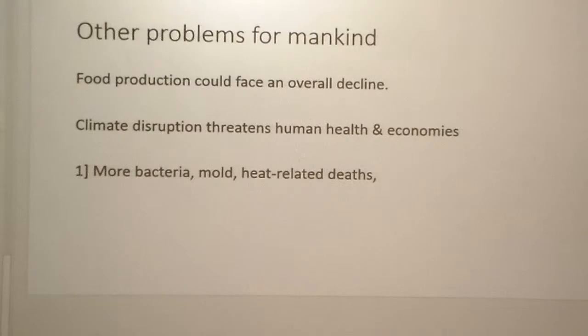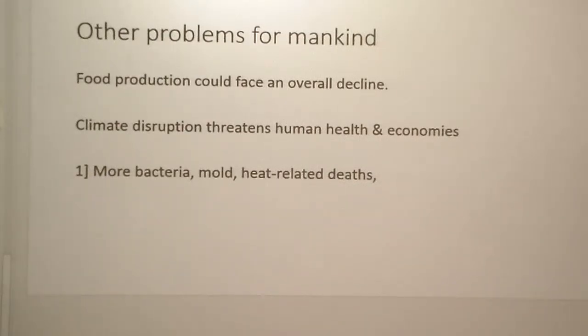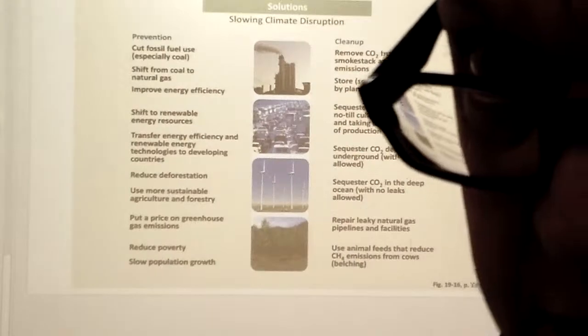Now, other problems for mankind. Food production could face an overall decline because climate disruption threatens human health and economies. You've got more bacteria, more mold, heat-related deaths. Should also look at mosquitoes. More mosquitoes in areas, mosquito-borne diseases. So you have that as well. So, to conclude, here is how do we slow it down? Can we stop it? How do we slow it down? And I want to spend a few minutes on that.